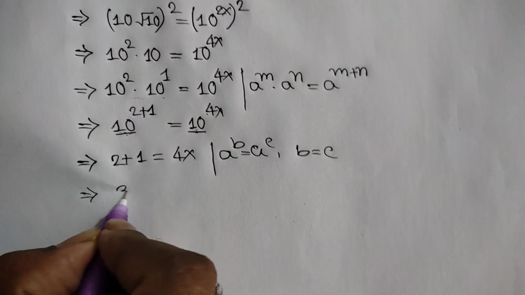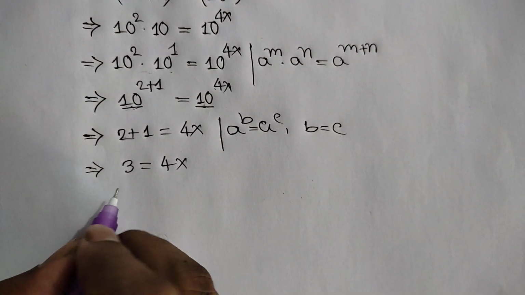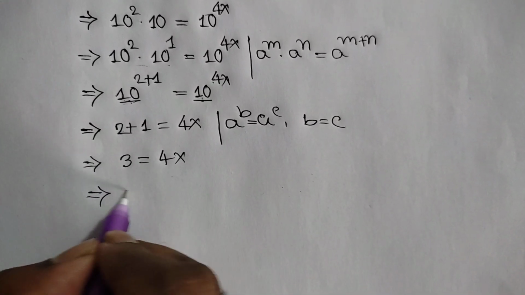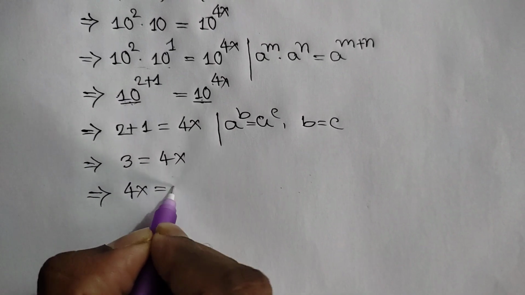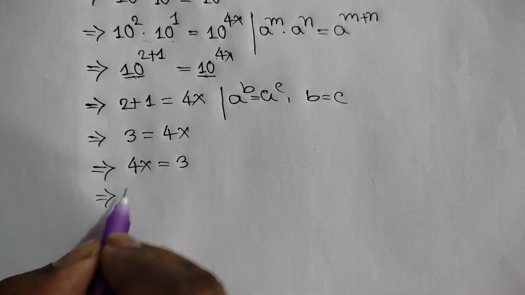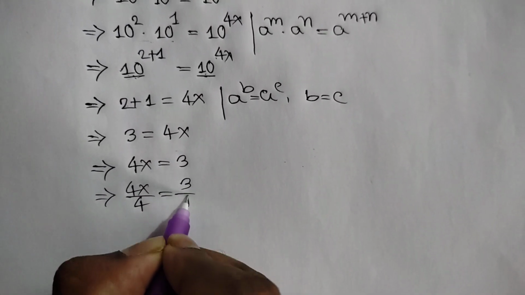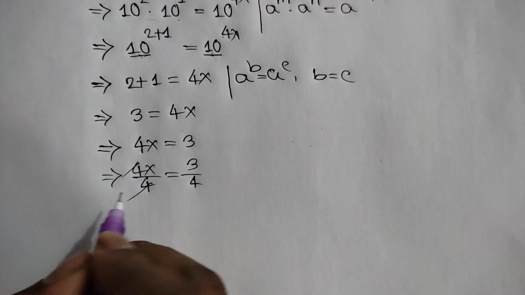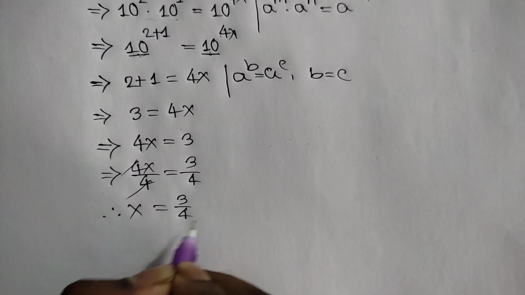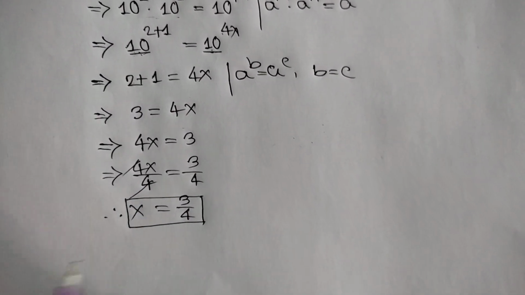2 plus 1 is equal to 3, so 4x is equal to 3. Now dividing both sides by 4, we can write 4x over 4 is equal to 3 over 4. This 4 cancels out this 4, so the value of x is equal to 3 over 4. This is our final answer.